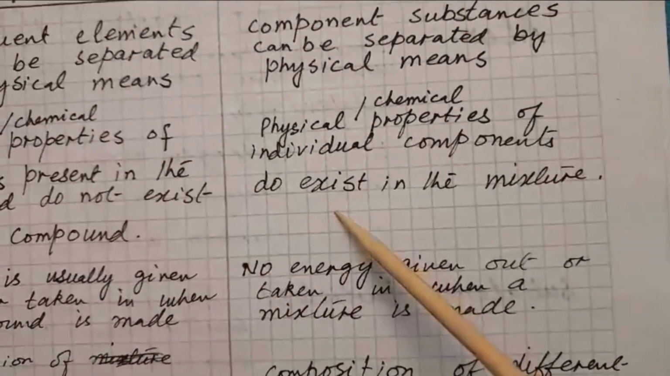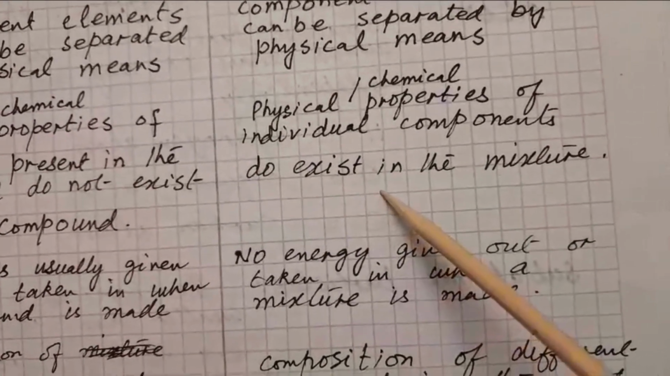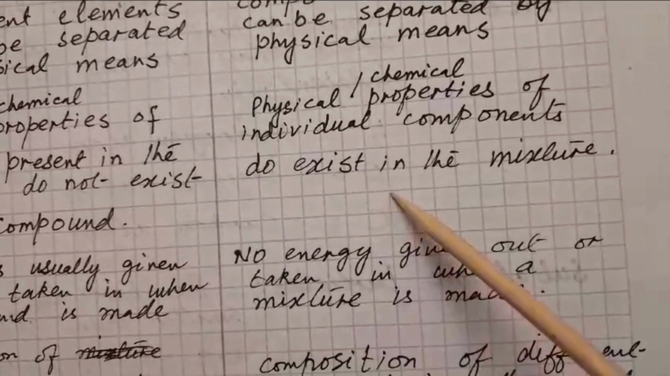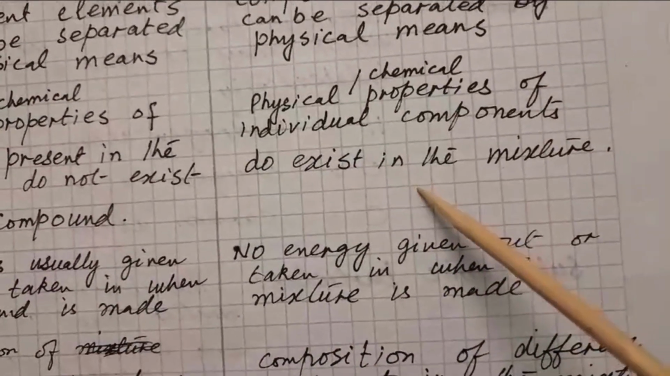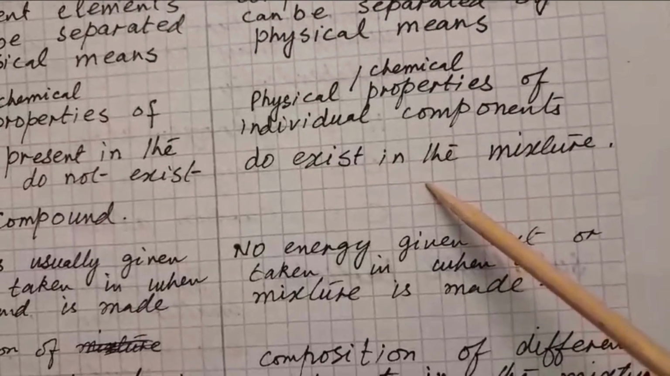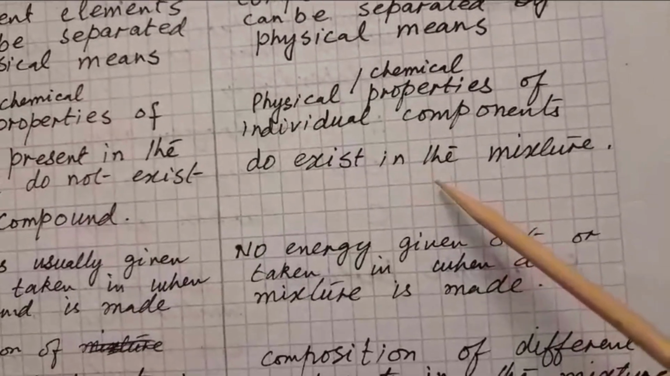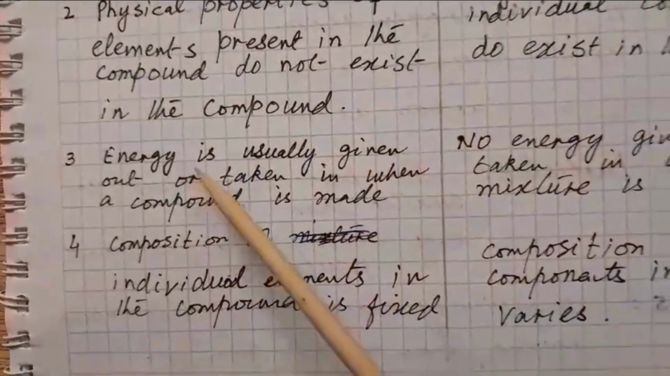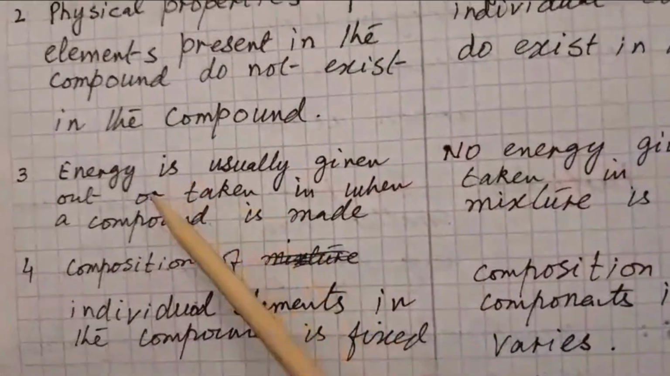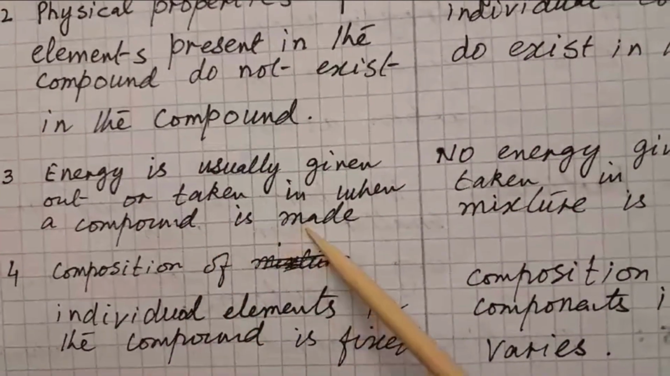Whereas the physical and chemical properties of the constituents of the mixture, they exist in the mixture. For example, if there is a mixture of sugar and salt, it will have both the tastes, the sweet and the salty. Third point is energy is usually given out or taken in when a compound is made.